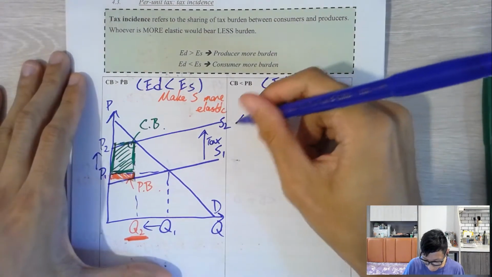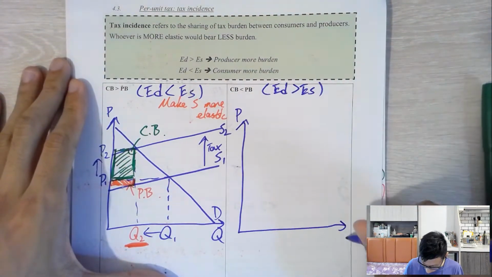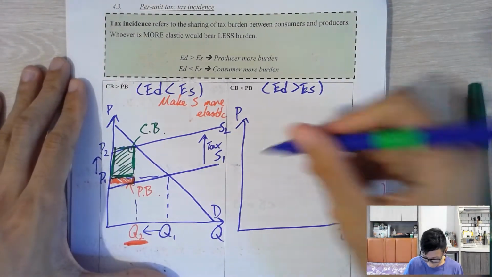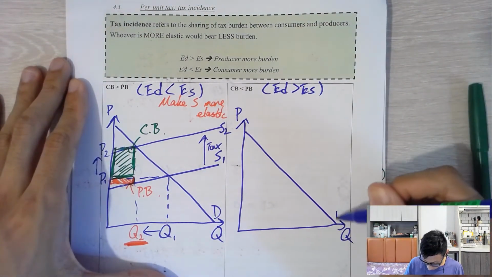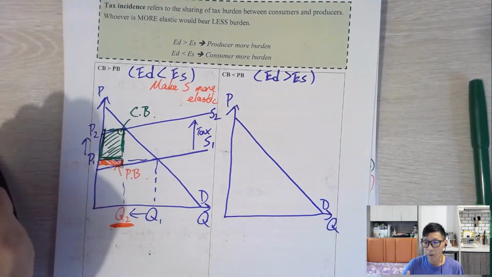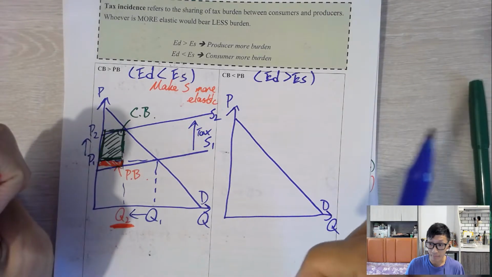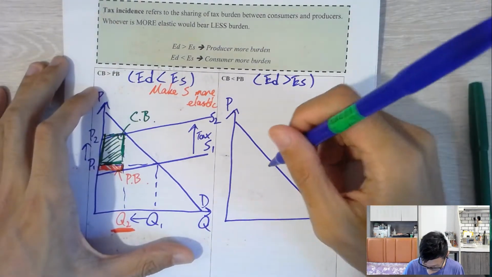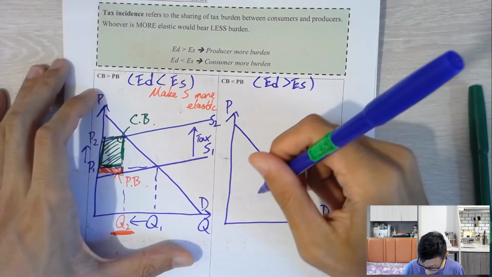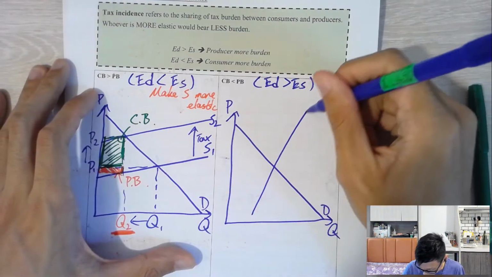But remember what I said. Don't do anything funny with demand. Just go like this. This is our demand. Now this time, we want supply to be highly inelastic. Okay, so what do we do? Let's draw a supply here. Okay, a more vertical supply here.